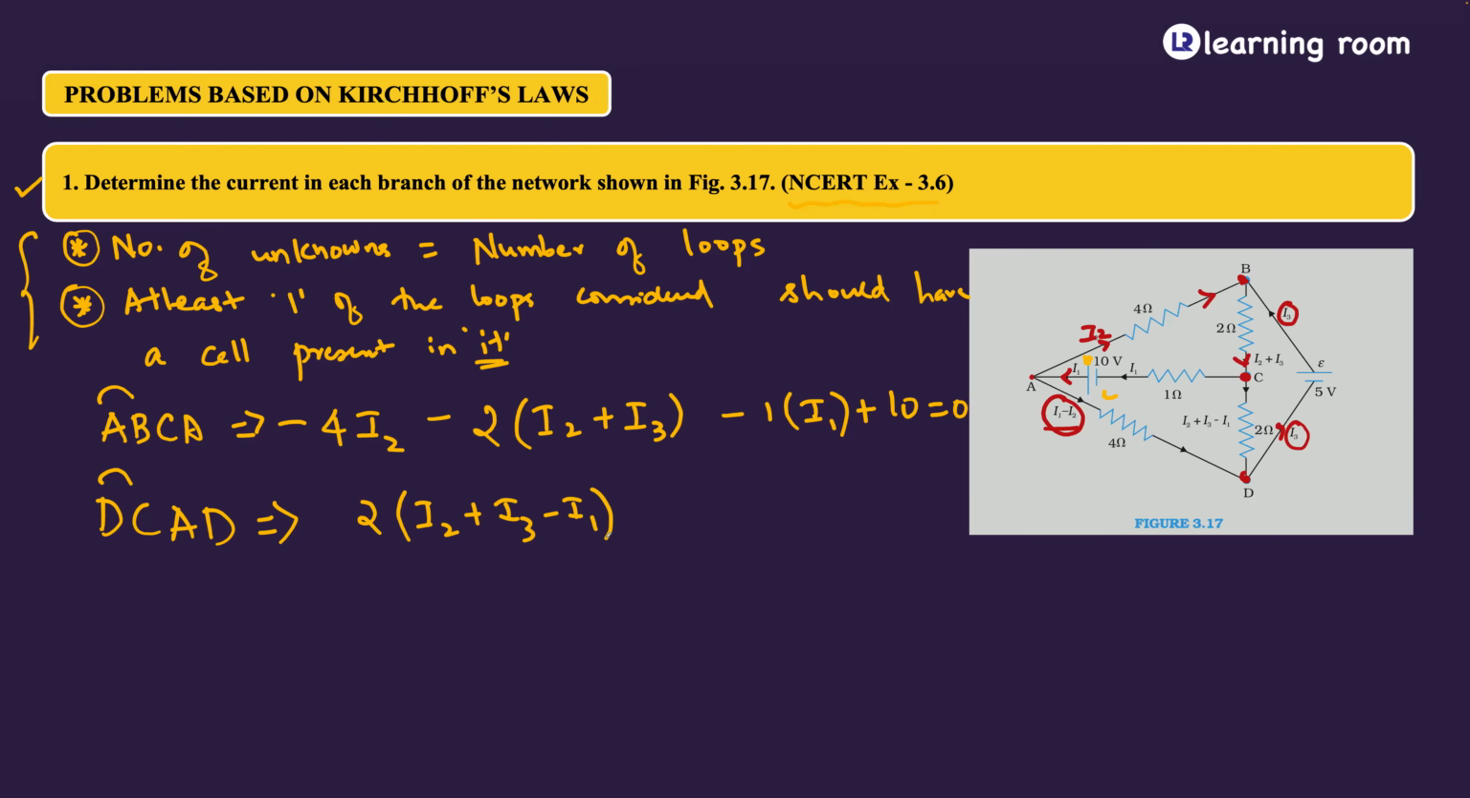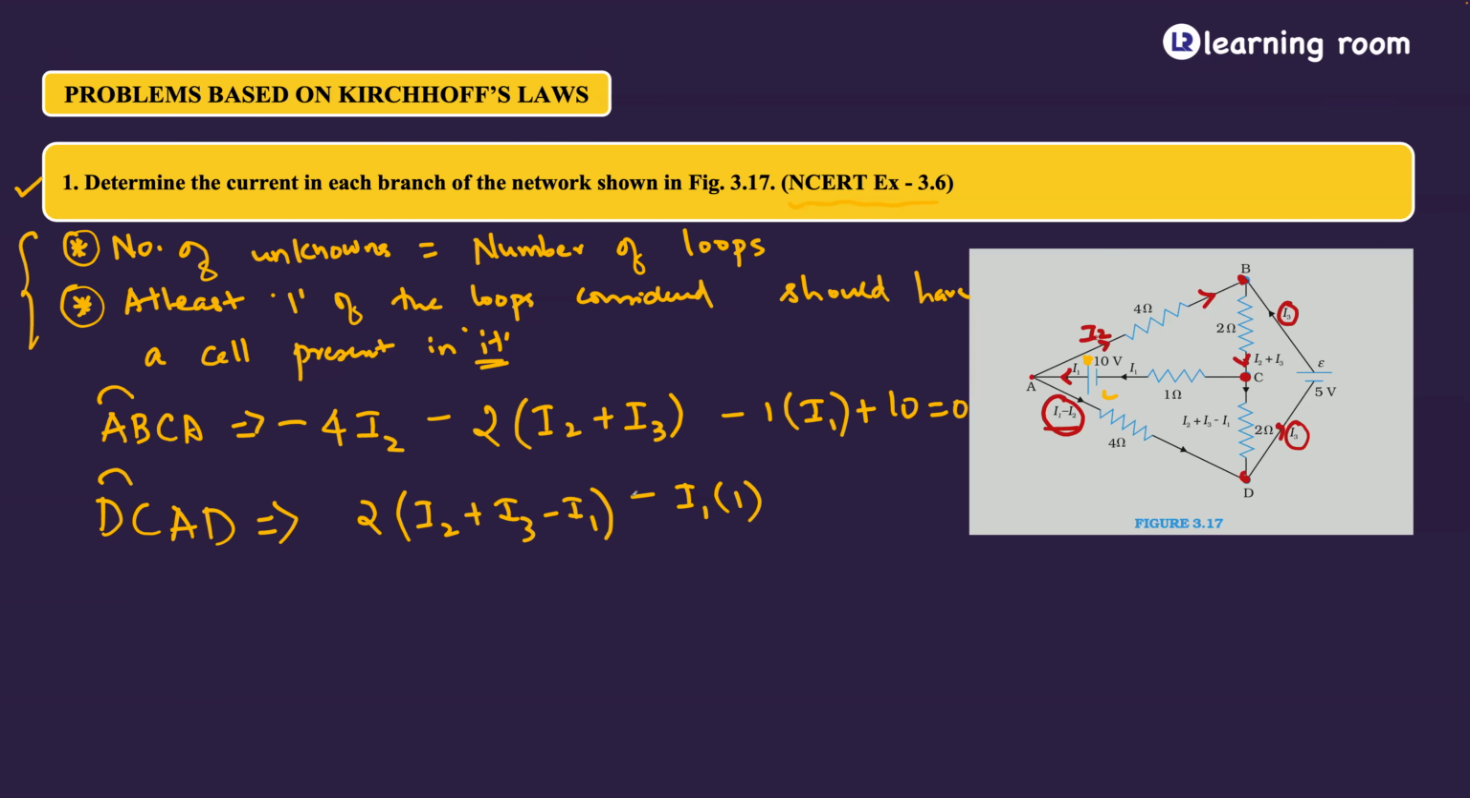Secondly, when I go from C to A, you are walking across a resistor and a battery. So across the resistor, what is going to be the value? It is I1 into 1, right? And it is going to be a minus. I1 into 1 is going to be a minus. Why? Because you are walking in the direction of current. When you go from C to A, you are going in the direction of current.